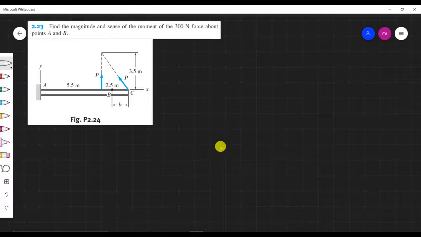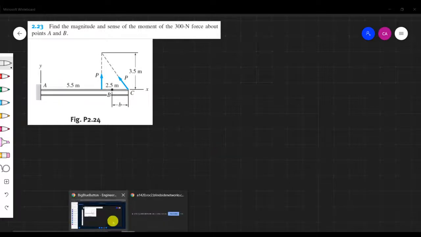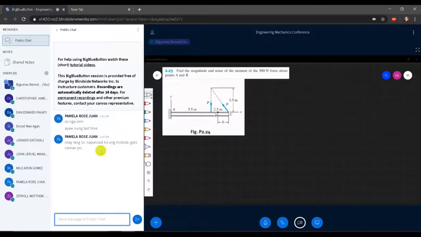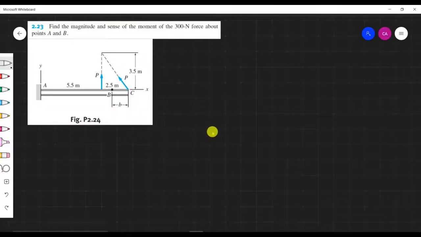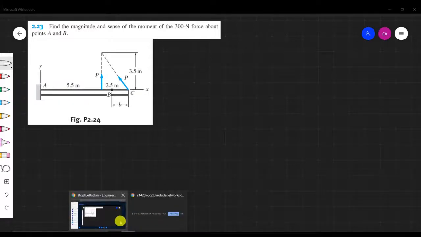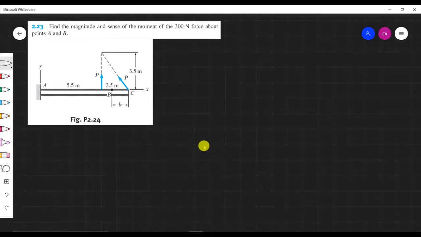So vector approach muna tayo. Find the magnitude and sense of the moment of the 300 Newton force about point A and point B as shown. Okay? So I hope na babasa yung chat, lang kayo pag hindi na babasa. Okay, so may problem tayo. So yung magnitude P is equals to 300 Newton as told sa problem.